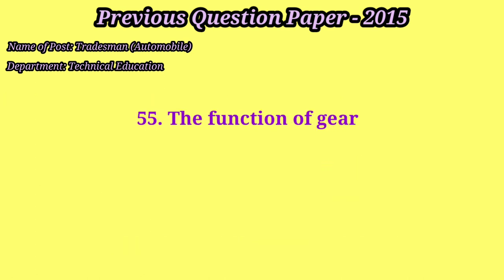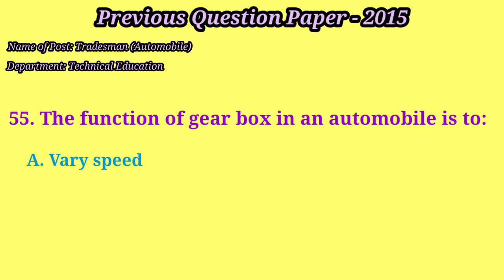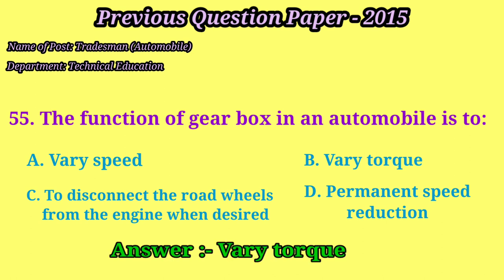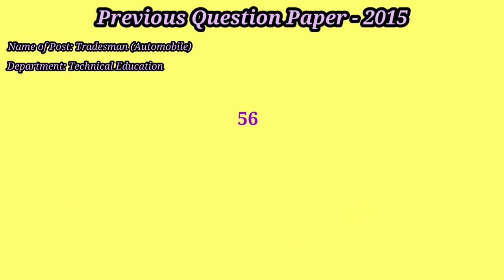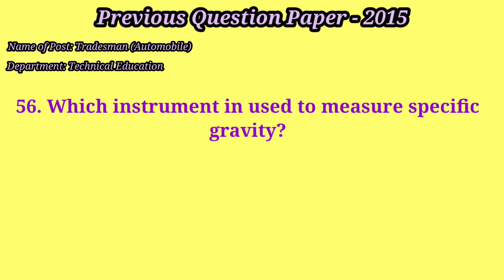55. The function of gearbox in an automobile is to A. Vary speed. B. Vary torque. C. To disconnect the road wheels from the engine when desired. D. Permanent speed reduction. Answer. Vary torque.